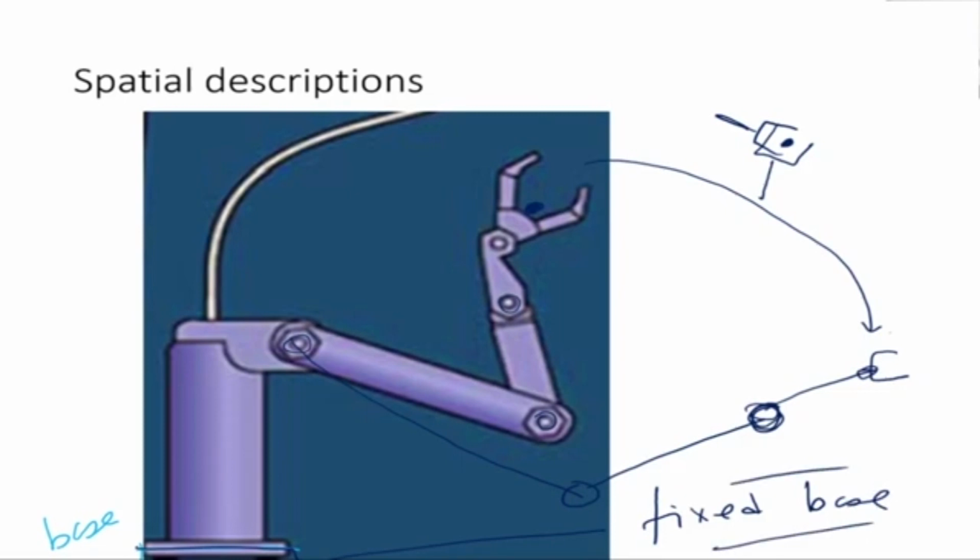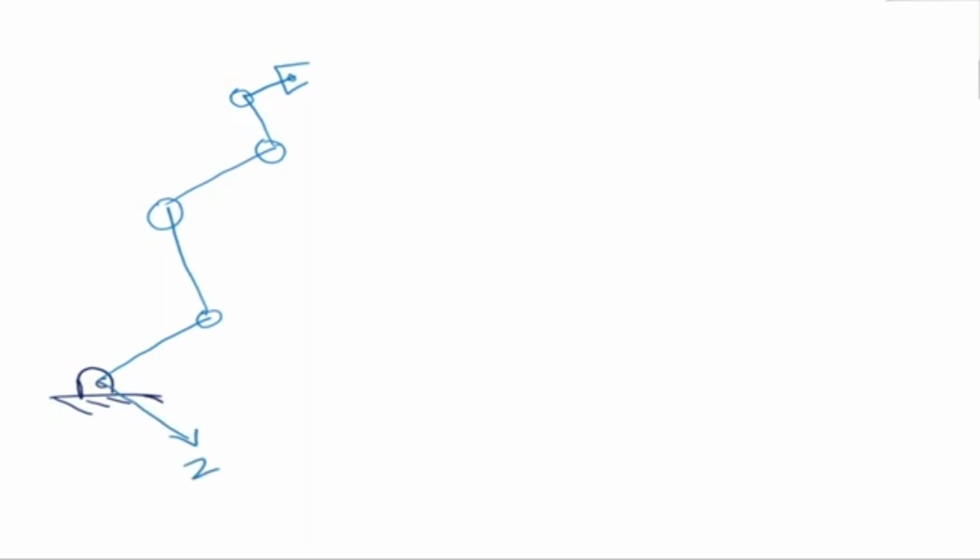Now we need to define the position of a point in space. Let me draw a robotic system here. So this is a robot, and I have different links, there can be any number of links, and there is an end effector at the end. What we are going to do is assign axes. Let's call this a z-axis, z0, z1. Just for example, this is x0, this is y0.